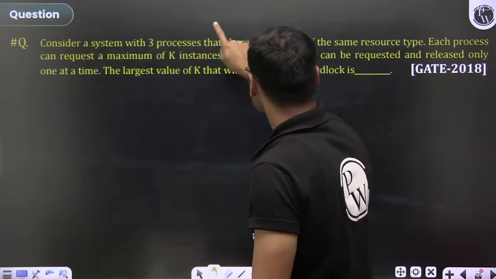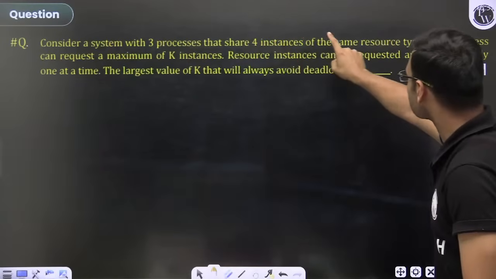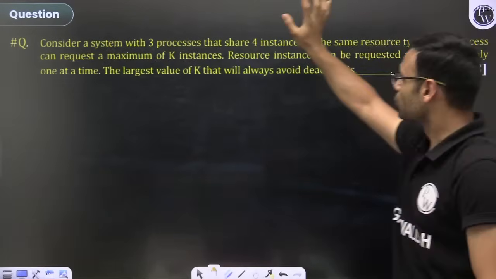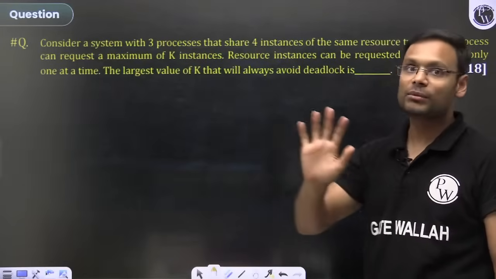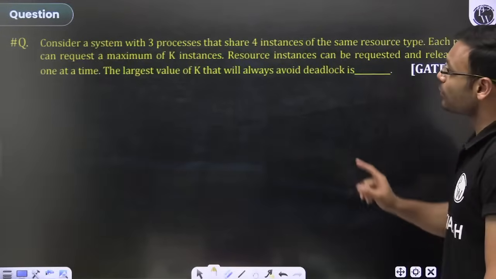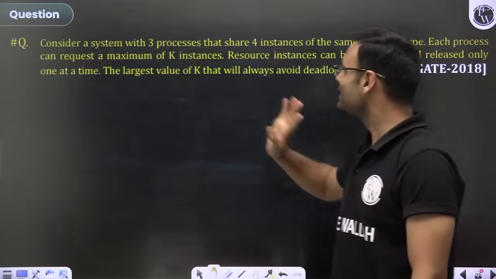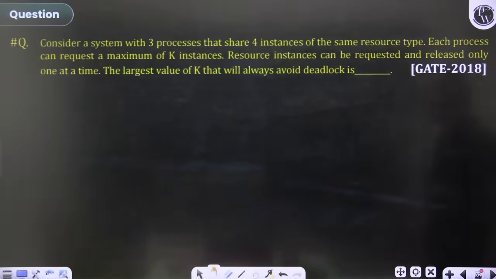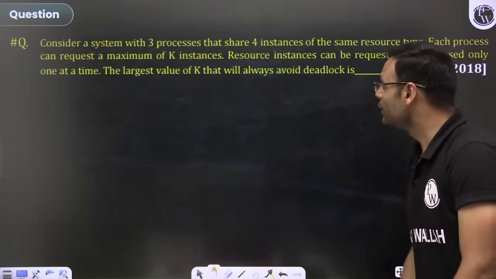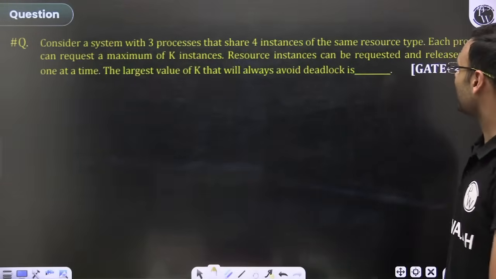A system with 3 processes that share a total of 4 instances of the same resource type. So total 4 instances we have, and those 4 instances are shared between 3 processes. Each process can request a maximum of k instances. Resource instances can be requested and released only one at a time. What is the largest value of k that will always avoid deadlock?